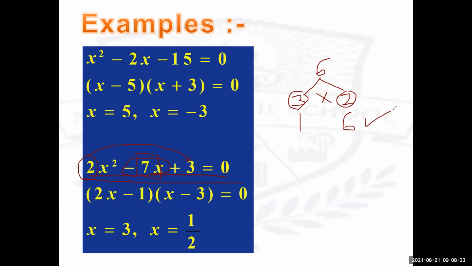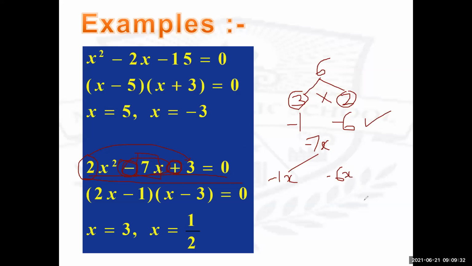But what happens here is your middle number is negative. You've got a negative sign over here, and your constant term has a positive sign. Understood? The middle term is negative and the constant term is positive. So that means both the terms which we are going to consider will have a negative sign. So minus 7x could be written as minus 1x, minus 6x.